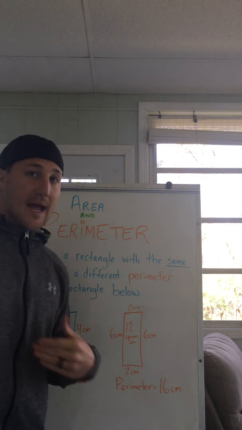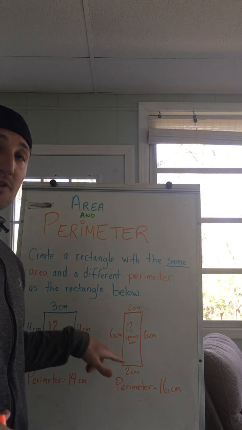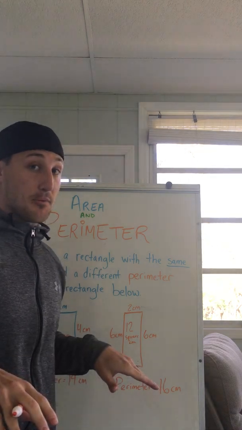So one thing we want to look at here is, even though rectangles may have the same area, it does not mean that their perimeter is going to be the same.